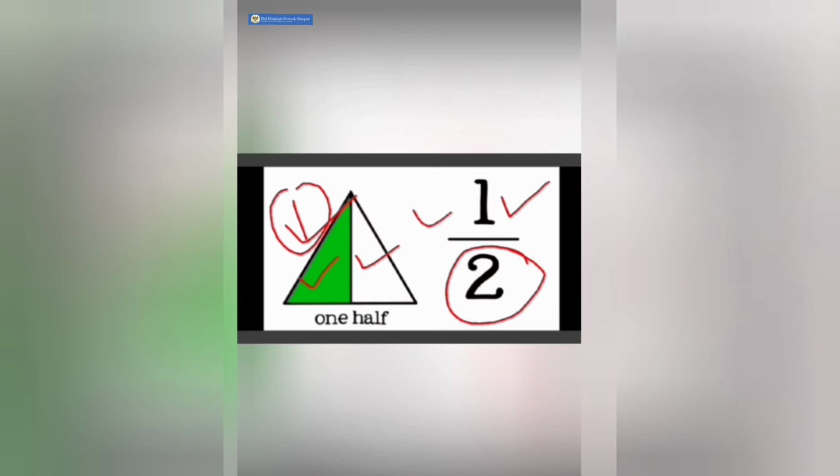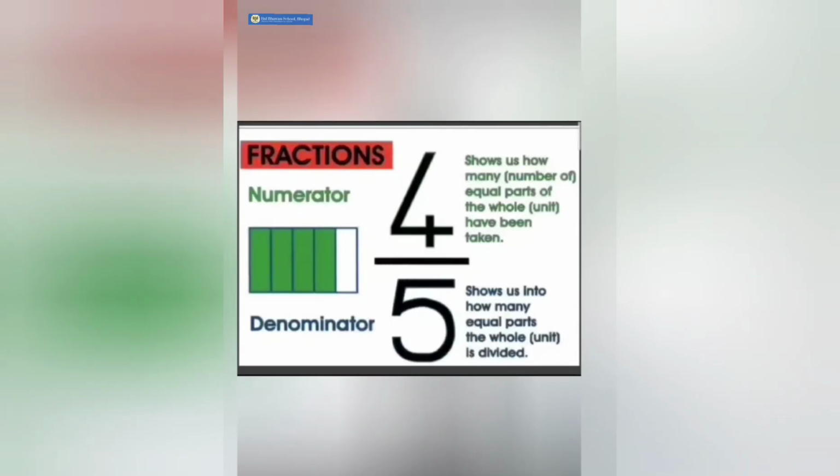Now let us see what these two numbers are called. The number above the fraction or the dividing line is the numerator, and the number below the fraction line or the dividing line is called the denominator. Why is 5 the denominator? Because it is the total number of parts.